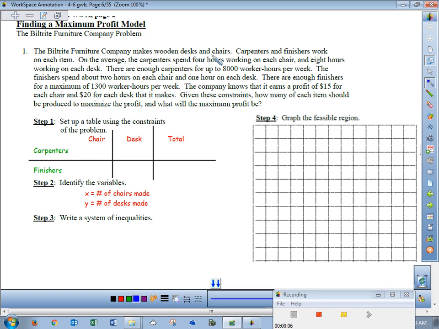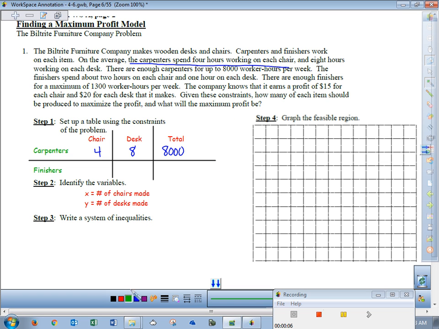Nothing here. Carpenters and finishers work on each item. On the average, the carpenters spend 4 hours working on a chair. Boom, right here, 4 hours working on a chair, so bingo. Carpenters, chair, 4 hours. And they work 8 hours on a desk. Bing, so they're still talking about carpenters and the desks right there. There's enough carpenters for up to 8,000 worker hours. So that's your total information, how many total hours they can put in. So there's 8,000 in the carpenters total category right there.